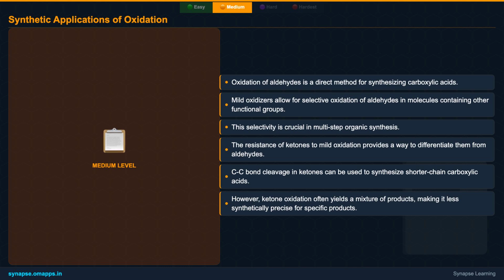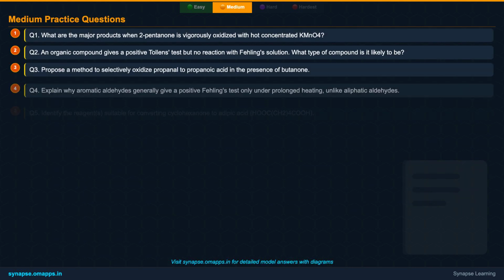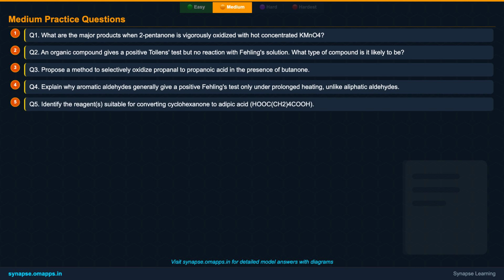This might be useful in degradation studies or to synthesize specific shorter-chain acids, even if it sometimes results in a mixture of products. Now that we've covered the specifics of mild and strong oxidizing agents, including Popoff's rule, it's time to apply this knowledge. Here are 5 practice questions for you to tackle.